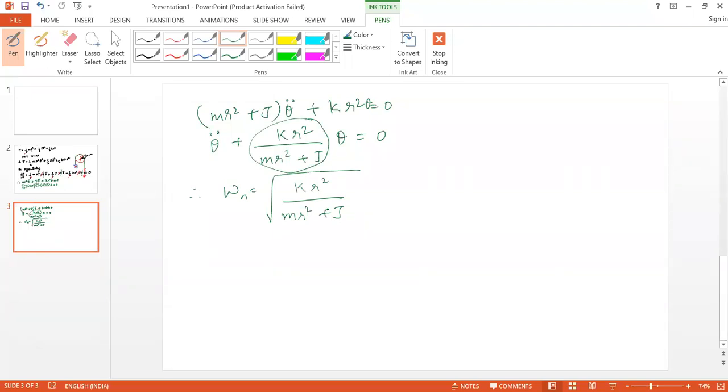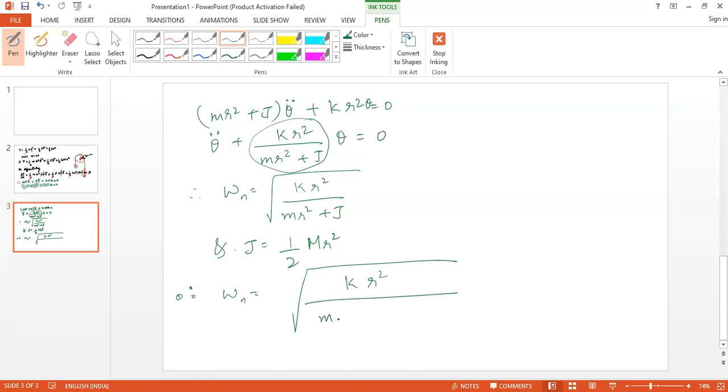Okay. Any doubt? No, sir. And J is equal to half m r square. Okay, J is half M r square. Therefore, omega n is equal to root of k r square divided by m r square plus 1 by 2 capital M r square. Here capital M is the mass of the pulley.